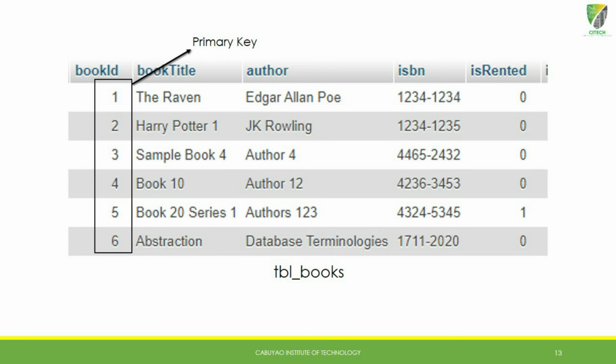An example of primary key from table books. Book ID uniquely identifies each record in the table. It's like an index in arrays in programming.